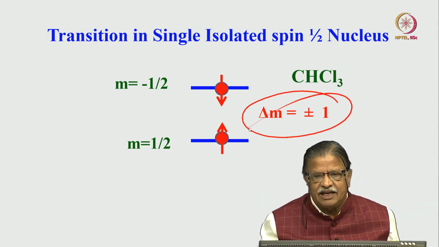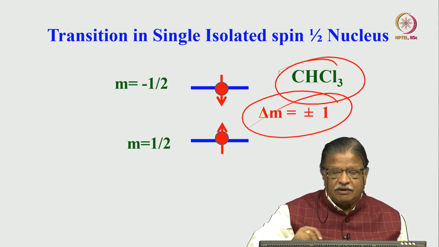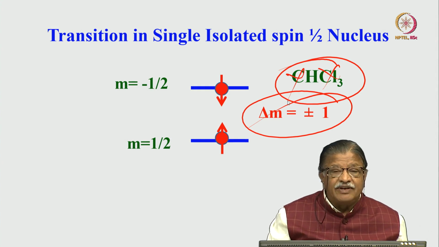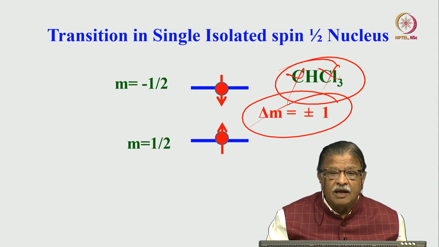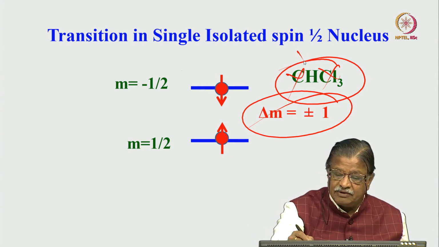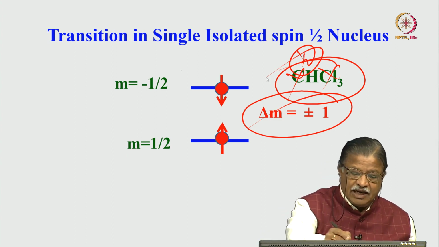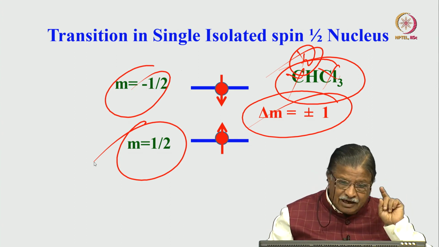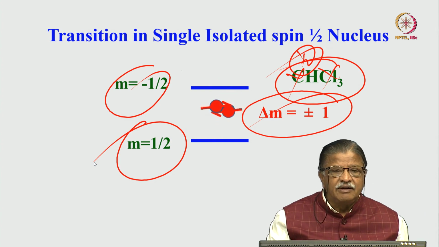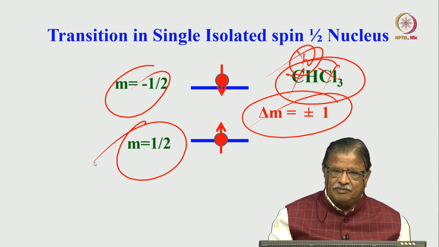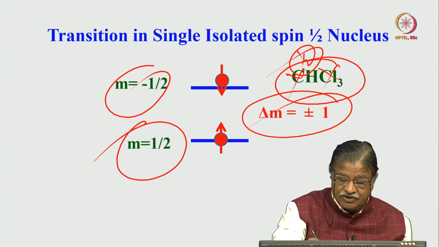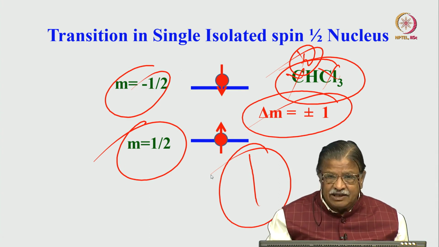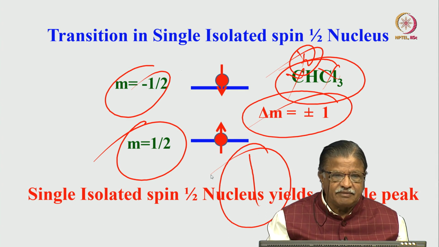Consider an example of CHCl3, chloroform. I have only one proton. I am not worried about the other two, I will ignore them, no coupling we will say. Now, if I see a single isolated proton spin, what are the possible energy states? Proton spin has spin half, so it has minus half and plus half, two energy states. So, there are two states and the possible transition here is plus half to minus half or minus half to plus half, both having identical frequency. So, it gives us a single peak. An isolated spin of a nucleus gives a single peak.